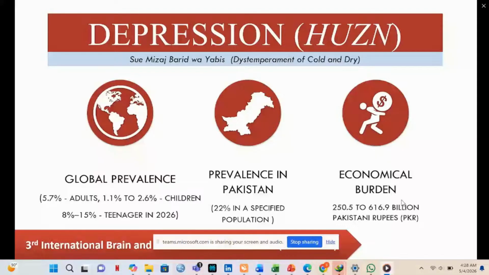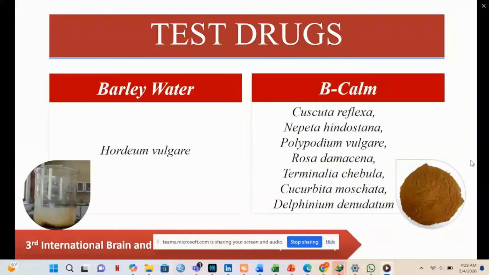So here are the ingredients of these test drugs. Barley water only contains Hordeum vulgare, which is simply jau or barley, in addition to water. And Becam consists of 7 ingredients: Cuscuta reflexa, Nepeta hindustana, Polypodium vulgare, Rosa damascena, Terminalia chebula, Cucurbita mustata, and Delphinium denudatum. All these herbs have traditionally been used for psychiatric disorders and specifically for depression.